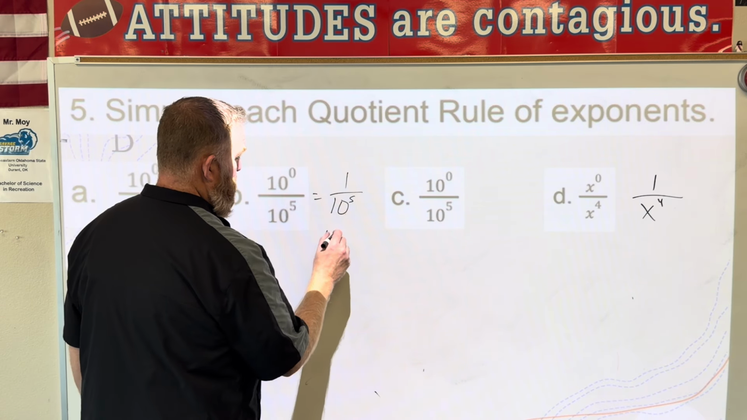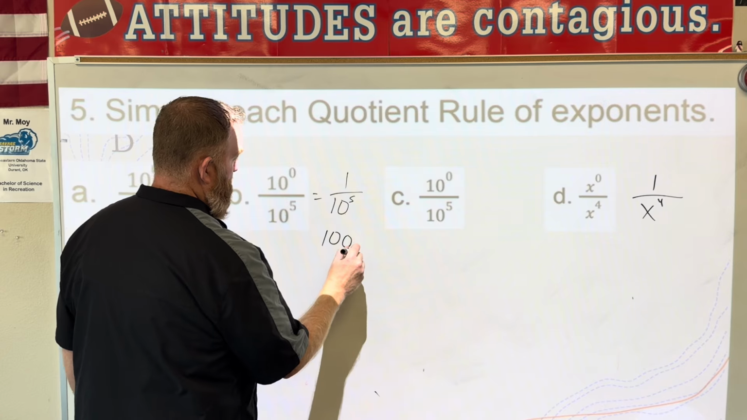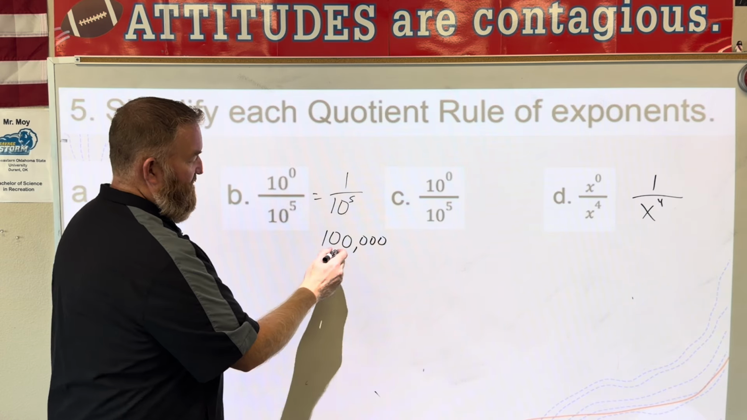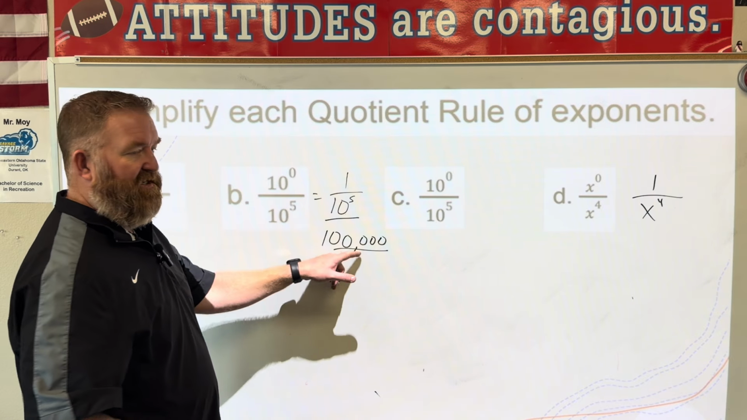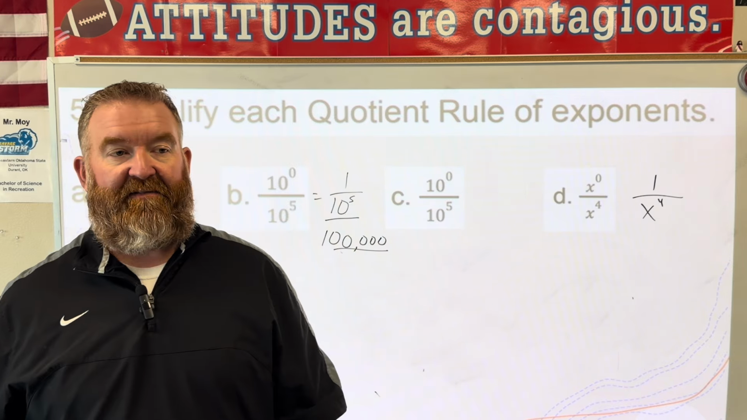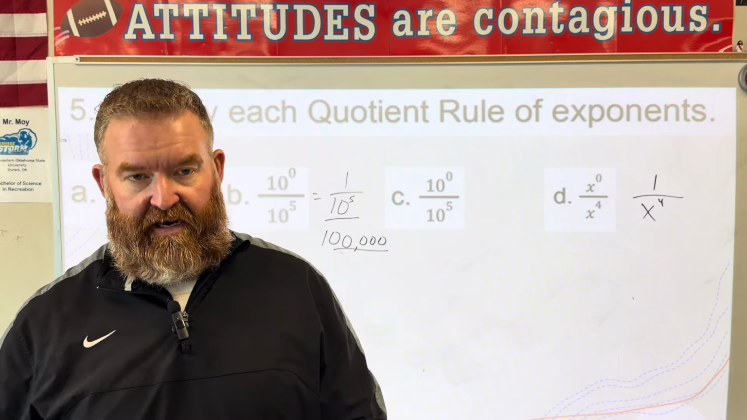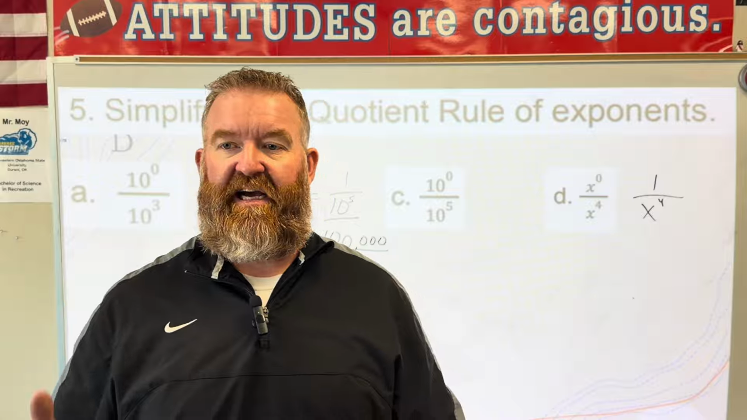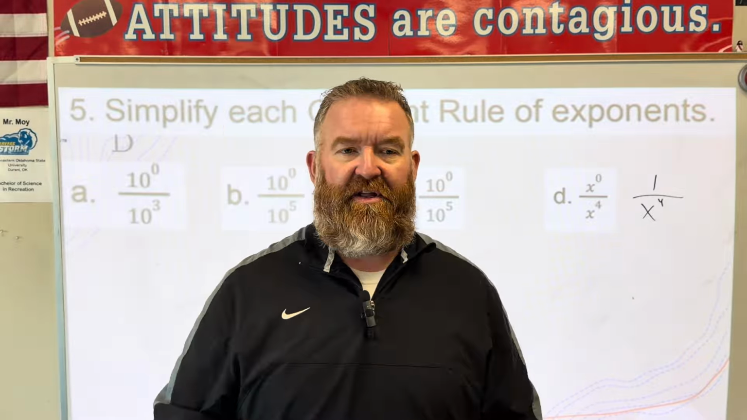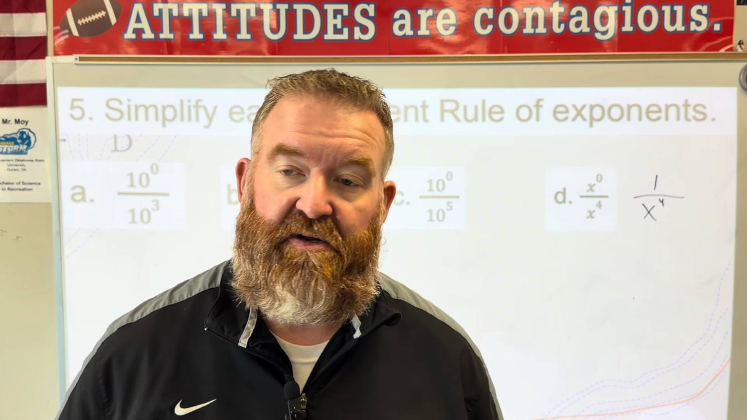5 zeros. 1. Oh, no, sorry. There's my answer. How many zeros? 10 to the 5th power has 5 zeros. So 10 to the 7th power would have 7 zeros. 10 to the 11th power would have 11 zeros, and so on. Okay, so that's how 10 to the power works. You don't really need to know that for this lesson, but hey, it's a little bit more knowledge.